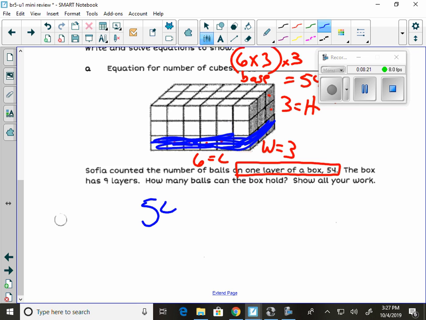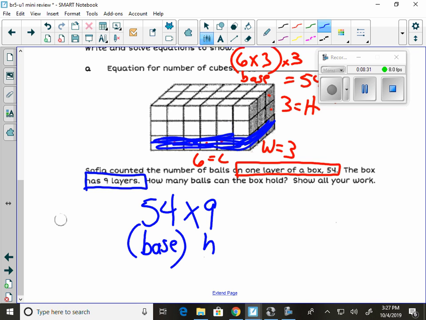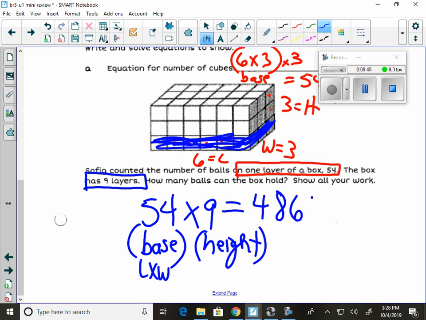So 54 on the first layer, and then they tell us that the box has 9 layers, so we multiply by 9. Here is the base, right here. Here is the height, right there. The base is the length times width. It doesn't matter what multiplied to make it. They already told us it. And the answer, we got 486 balls of some type. And you could do the math off to the side. I did 50 times 9 and 4 times 9 and added those together.